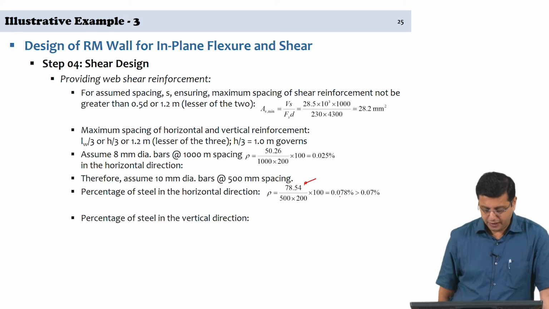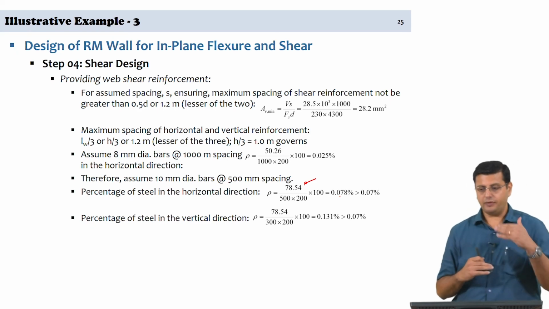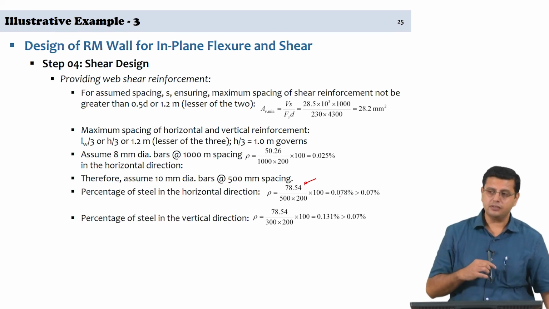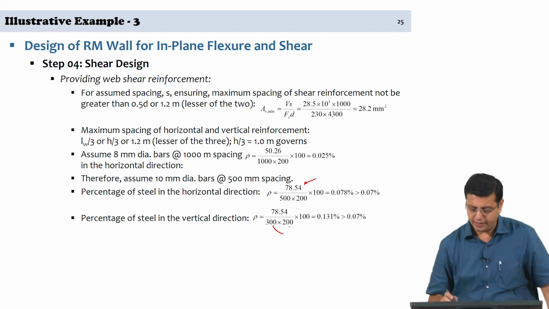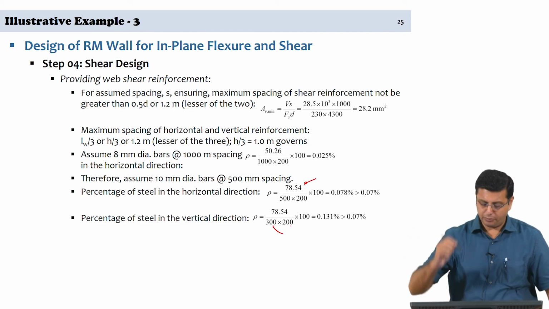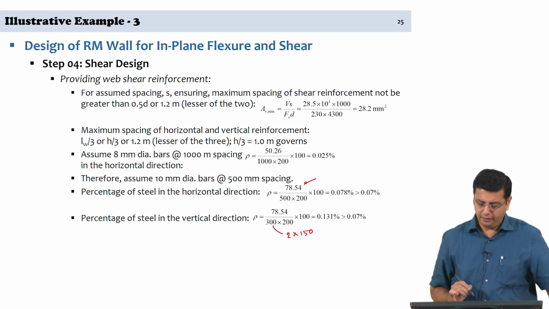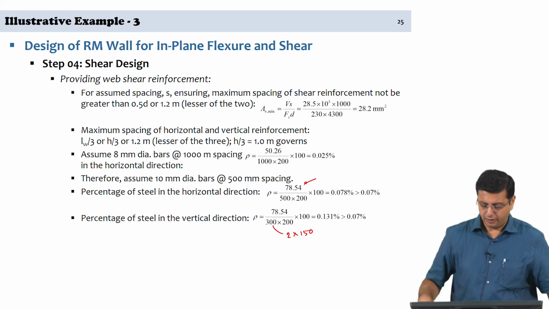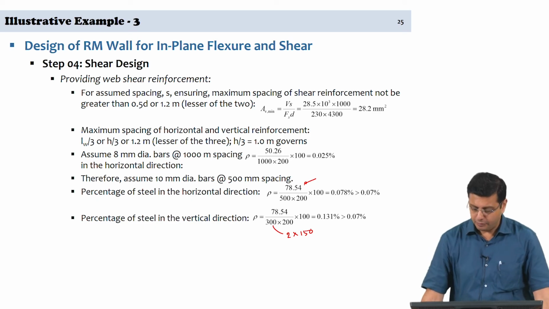Now, percentage of steel in the vertical direction rho is 78.54 divided by, assuming we provide steel reinforcement in alternate blocks, each block of height 150 mm. So, in the vertical direction, if you are looking at how many bars have to be provided, so this is alternate blocks, so that is 2 into 150, we get about 0.13% for a 10 mm bar that is going to be provided at alternate courses. So, this is again greater than 0.07%.